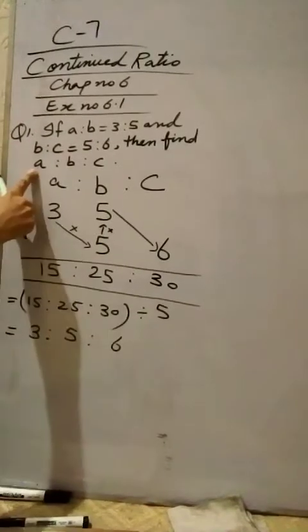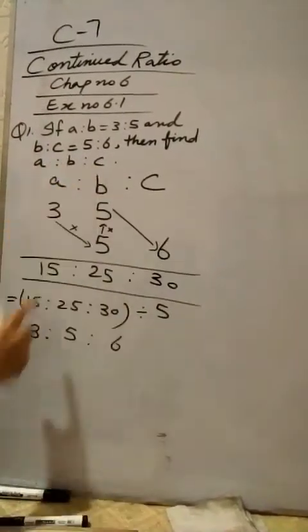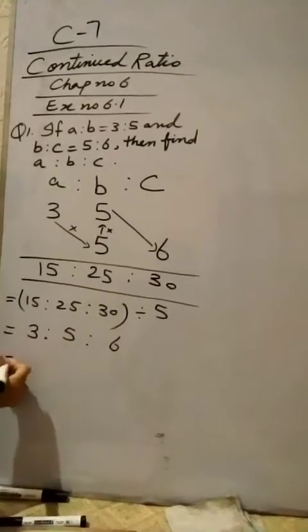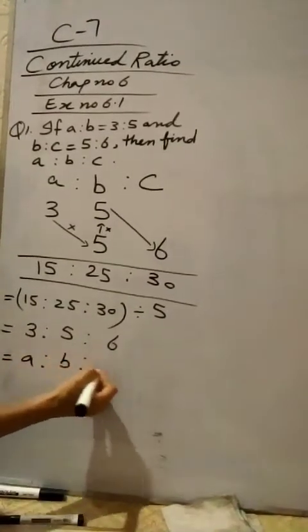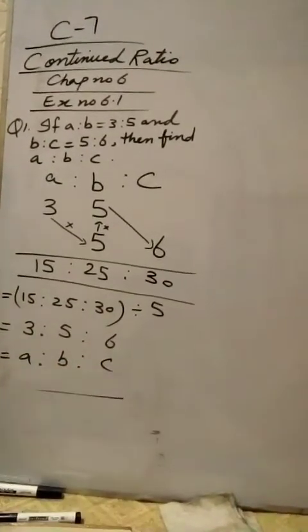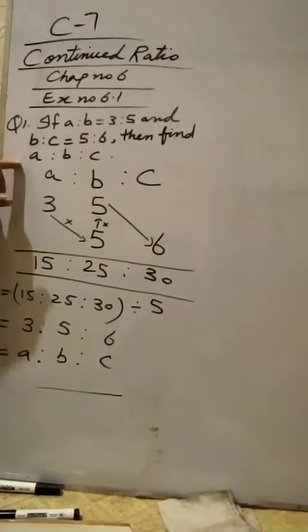Now we see what we need to find. We need to find A, B, C. They are already in arranged form. This is A, this is B, and this is C. Draw the ending line.